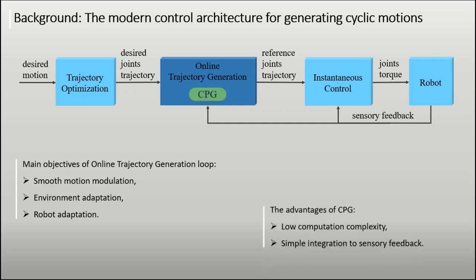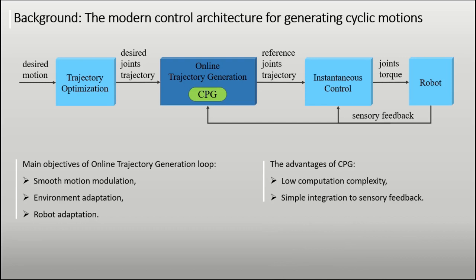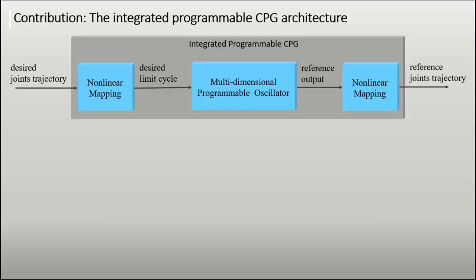Among the various methods that have been presented for the online trajectory generation, the central pattern generator, or CPG for short, has two main advantages. First, low computational complexity, and second, simple integration of sensory feedback. Our proposed integrated programmable CPG consists of three main parts: two nonlinear mapping functions and one multidimensional programmable oscillator.